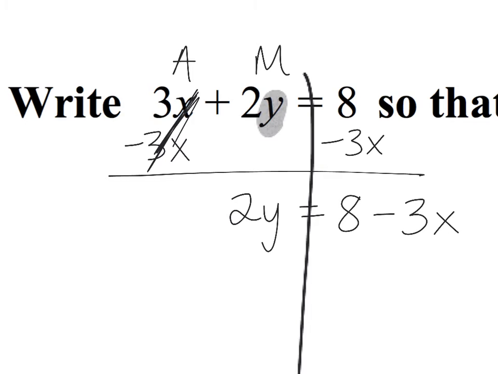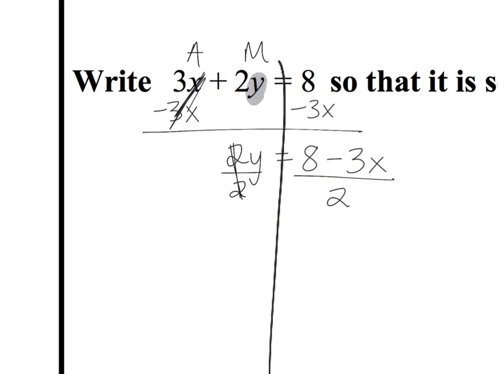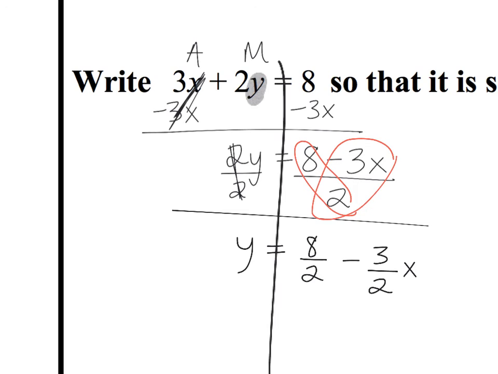Kirsten, how do I get rid of the 2? Okay, everything. And now let's rewrite it like two fractions. y is equal to 8 divided by 2 and negative 3/2 x. So notice what I'm doing is I'm taking this part and this part. I'm just splitting them up.